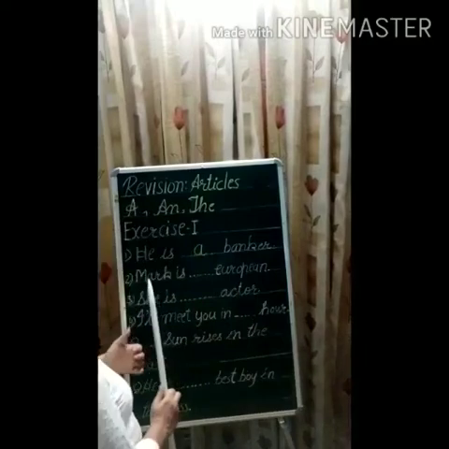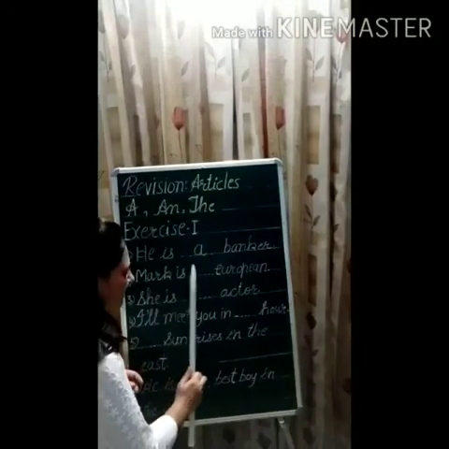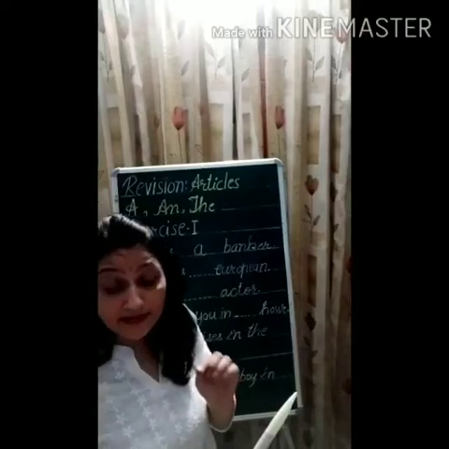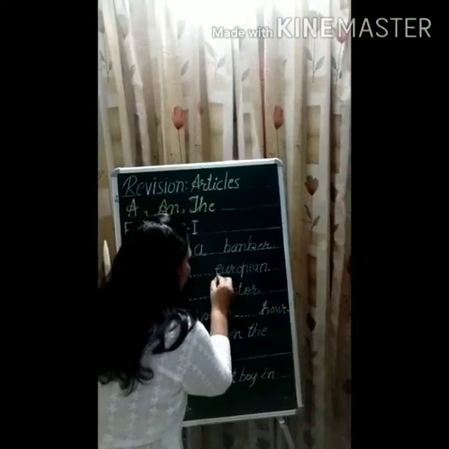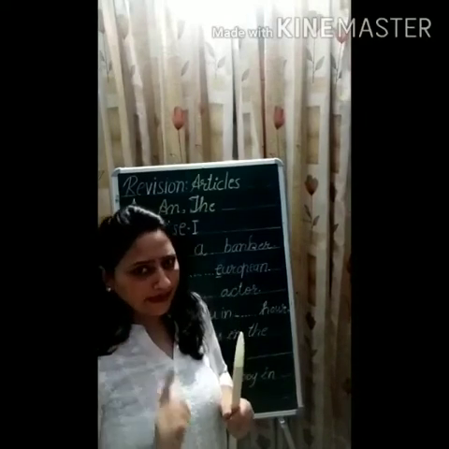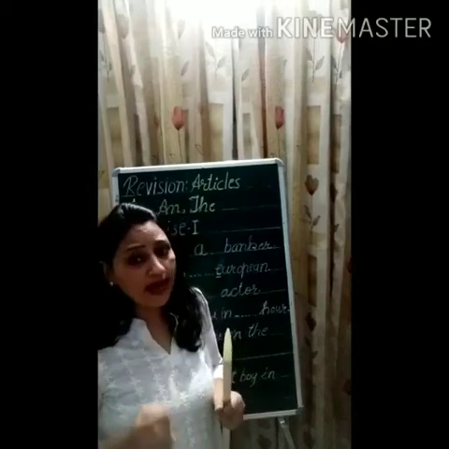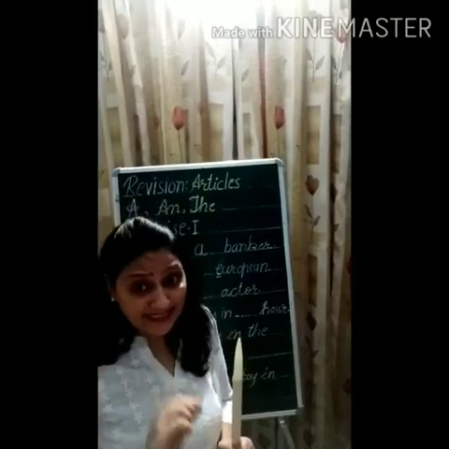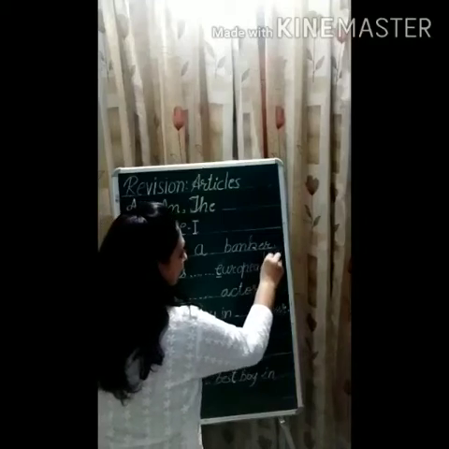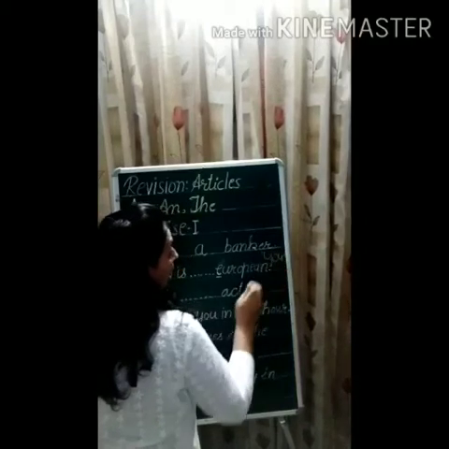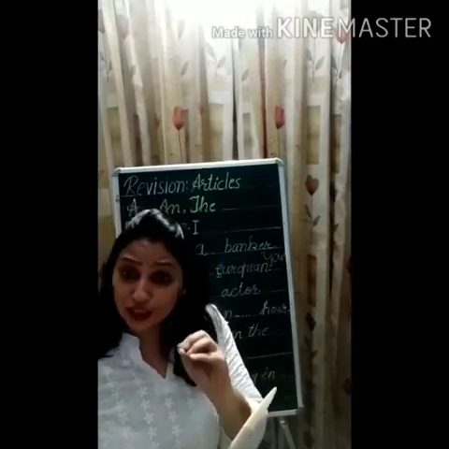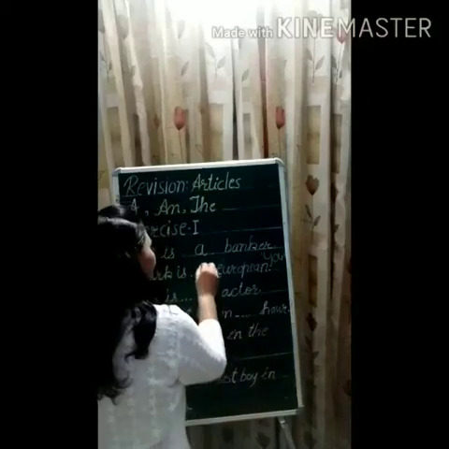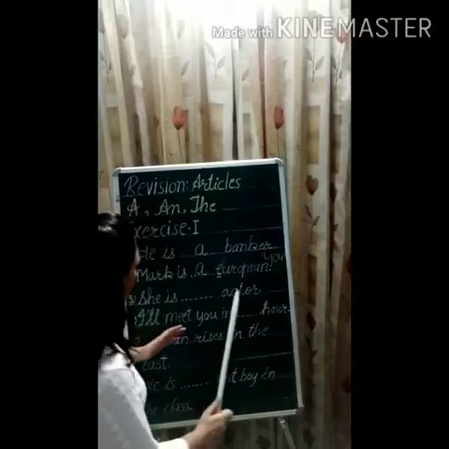Now let us look at another sentence: Mark is dash European. My dear student, look at this word carefully, European. The initial letter E is a vowel, but still it has a consonant sound. Why? Because when I pronounce it, it sounds like yu. So air comes out with friction, so it has a consonant sound. So we use A before this one. Is it clear?